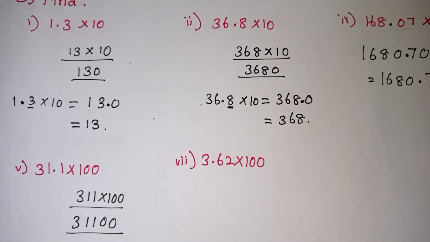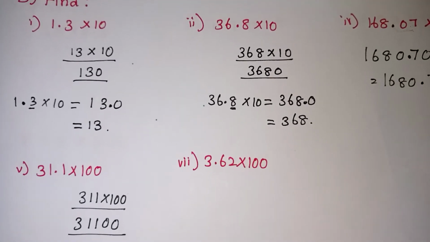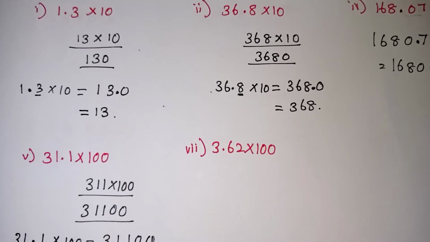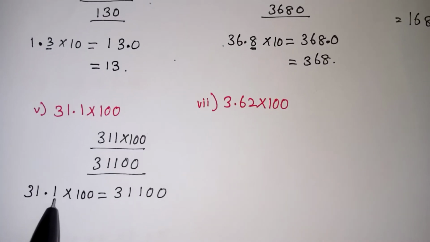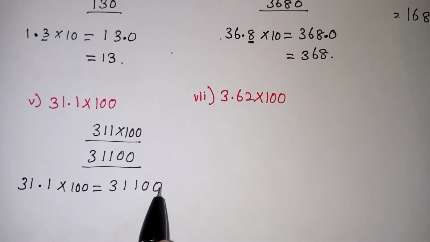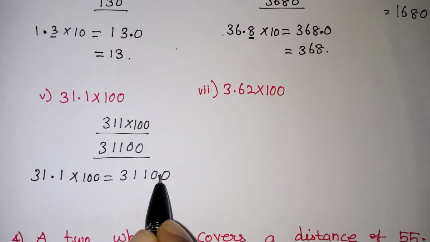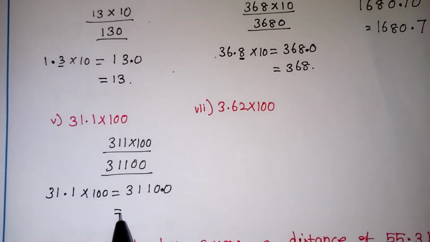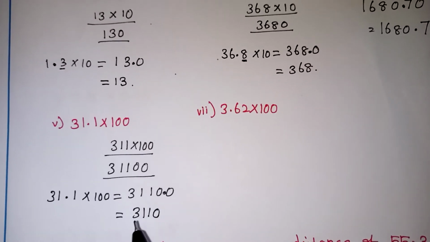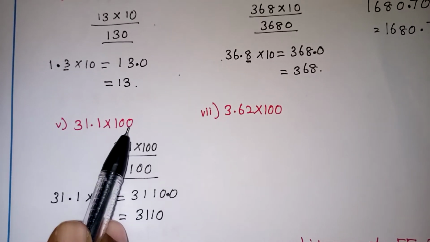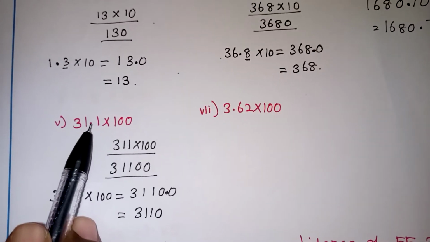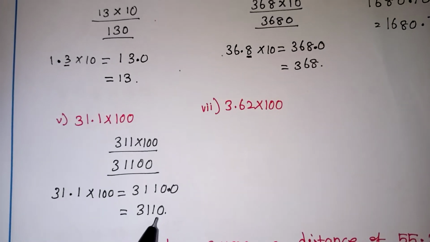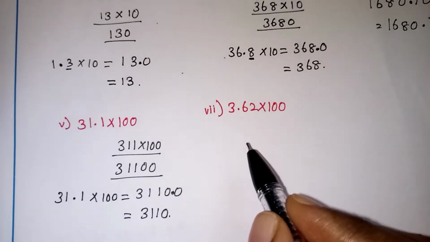With the decimal we have to write the answer now. 31.1 into 100 is equal to, normally, our answer is 31100. Here after the point how many numbers are there? Only one number. So here also after the point only one number should be there. The point should be kept here. After the point that 0 has no value, so we can write it as 3110. Directly, if you want to write, here we have 2 zeros, so the dot should be moved to the right-hand side 2 places, but here only one number is there. So you have to add 1 zero, then we keep the dot. That's why we are getting this answer. We'll move on to the next problem.